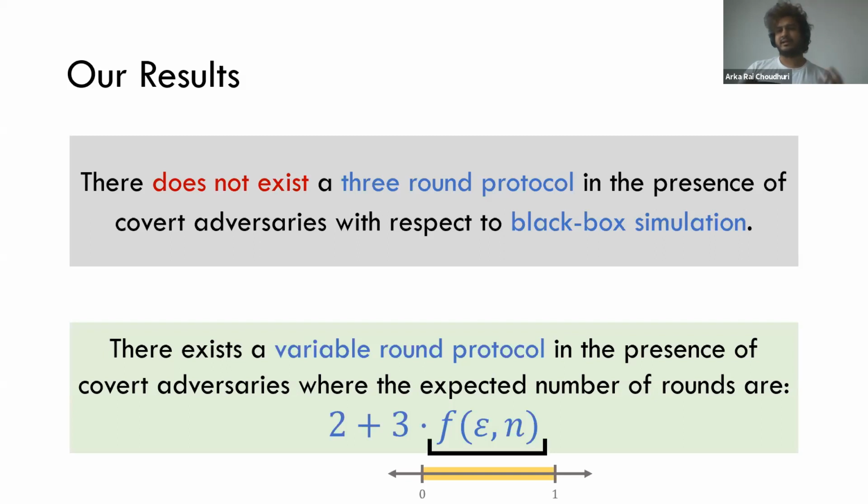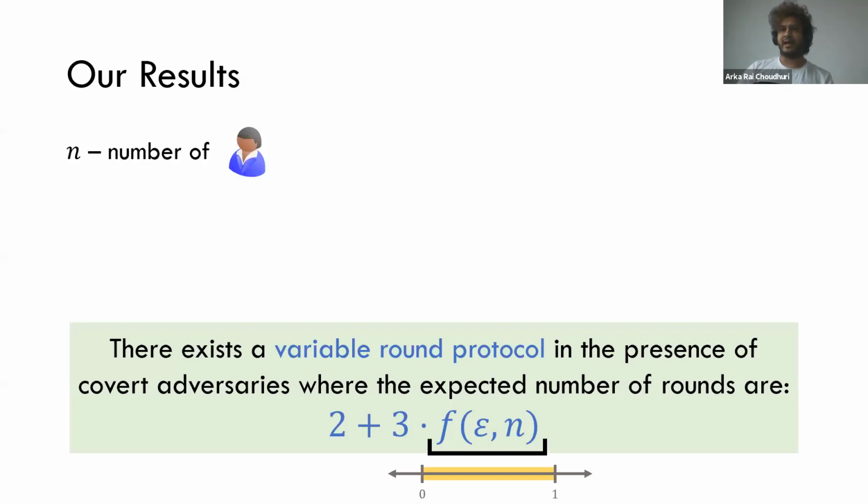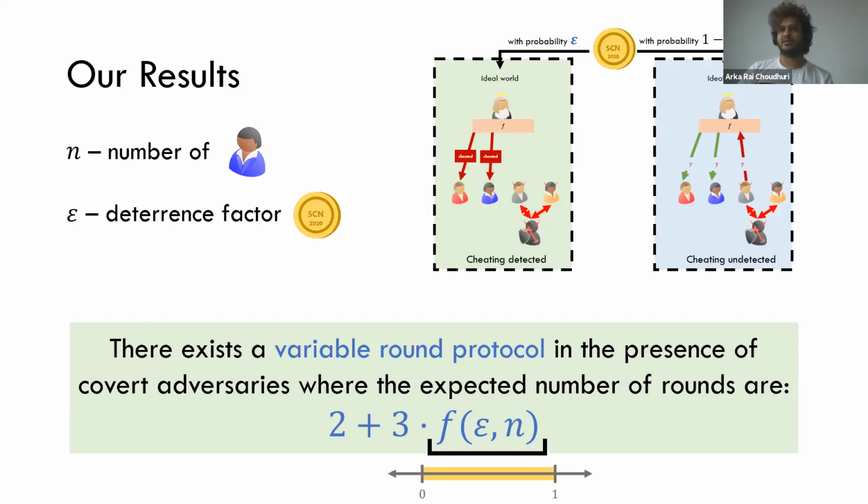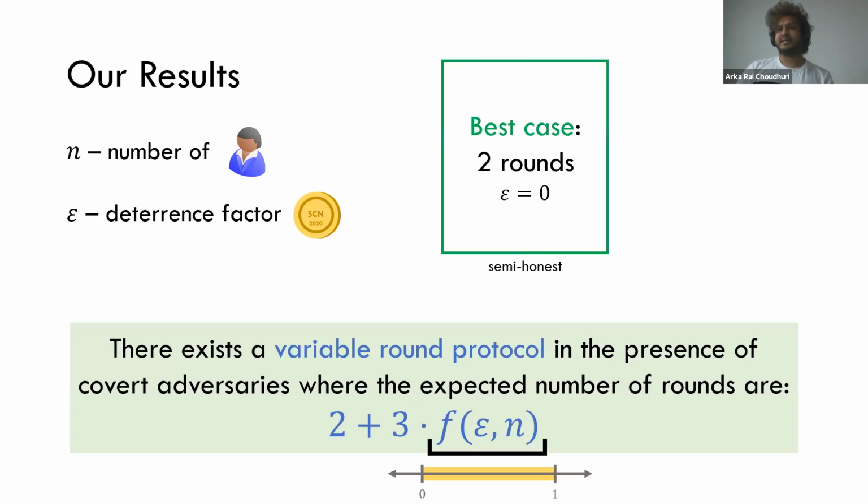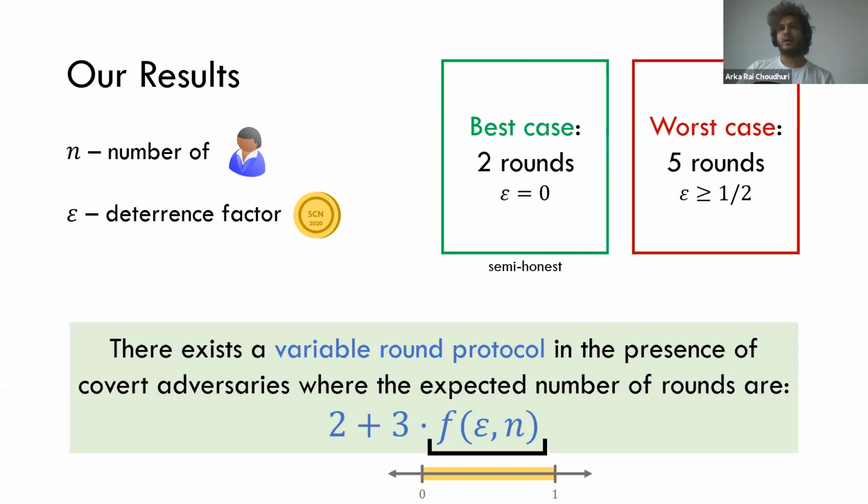So there's a lot going on in this positive result. Let's just parse this result. The inputs to the function are n, which is the number of parties that participate in the protocol, and epsilon, which is the deterrence factor that you just saw. It turns out in the best case, our protocol gives 2 rounds for epsilon equal to 0, and this corresponds to semi-honest adversaries, while in the worst case, for any epsilon greater than 1/2, we have a 5-round protocol.